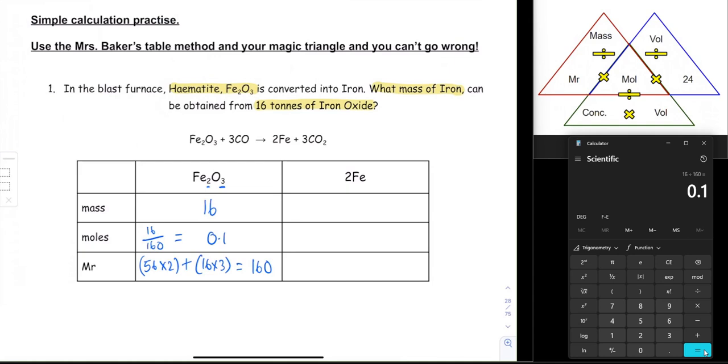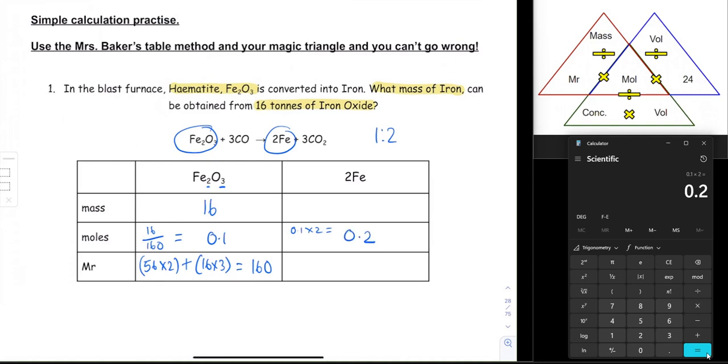Now we need to look at the molar ratio. So we've got a 1 to 2 ratio. If I have 1 mole of iron oxide, I have 2 moles of iron, but I don't have 1 mole of iron oxide. I have 0.1 moles of iron oxide, but I've still got double the amount of iron than I have of iron oxide. I just use my simple molar ratio. So if I've got a 1 to 2, I've got 0.1 times by 2 moles of iron. So I keep my calculator value, I just times it by 2. That gives me 0.2 moles of iron.